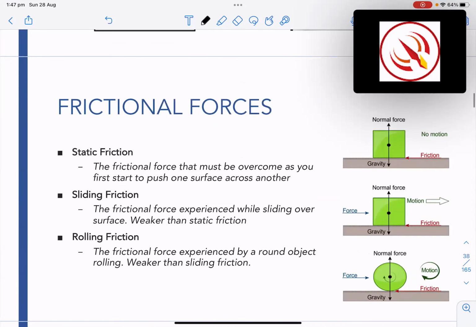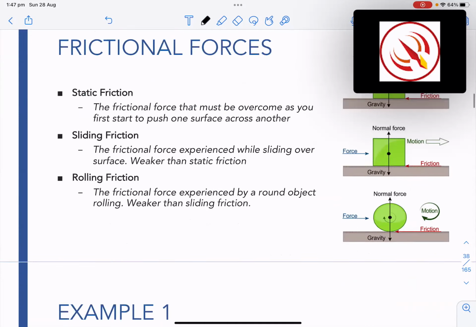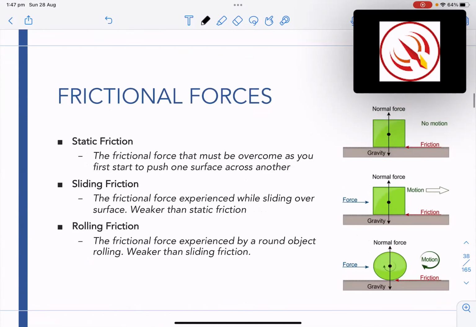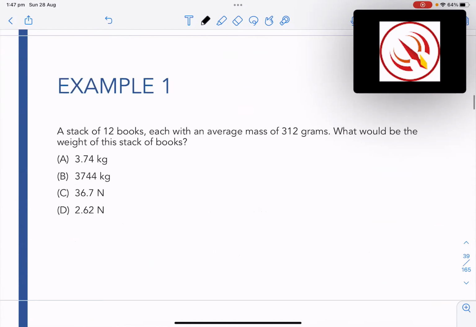There are three types of friction forces: static friction, sliding friction, and rolling friction. We're really only going to look at static friction and kinetic friction. Rolling friction is more of an advanced idea that we're not going to touch on too much. But for the purposes of physics, you're not going to see much different here.